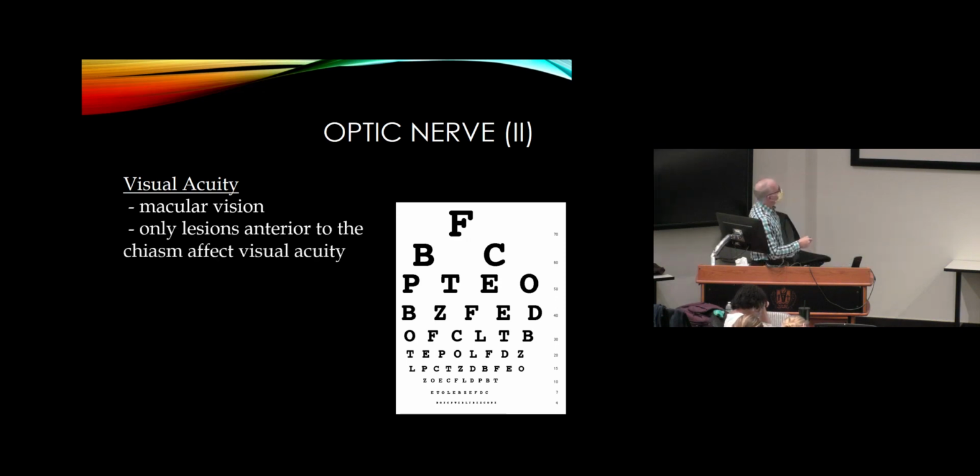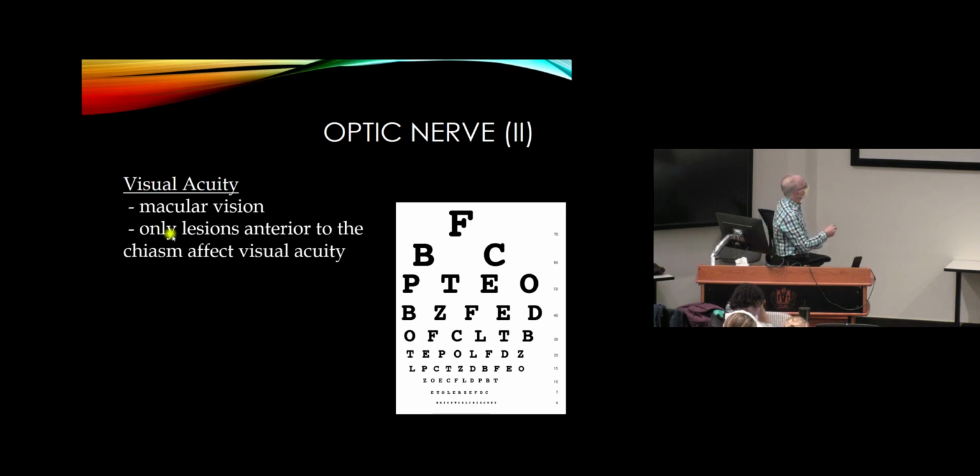Okay, and so the macular fibers, actually half of the macula goes to one side of the brain, half of the macula stays on the same side. And interestingly, if you lose half of your macular vision, let's just say we were to have a huge lesion on one half of your brain, your visual acuity is still going to be normal. You need to lose more than half of your macular vision to affect visual acuity at all.